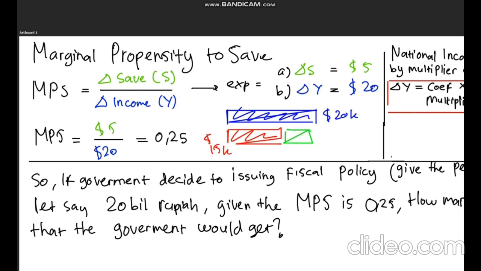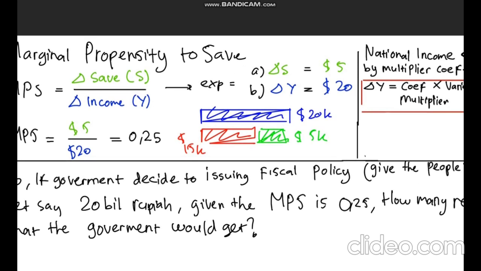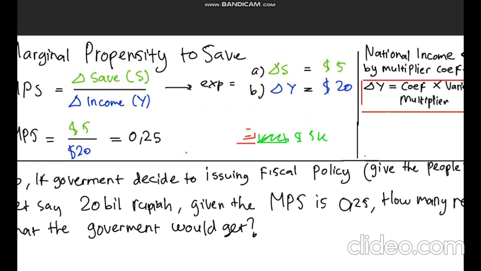So to conclude and make this the formula again, MPC plus MPS equals 1, where 1 is Y, or the income.